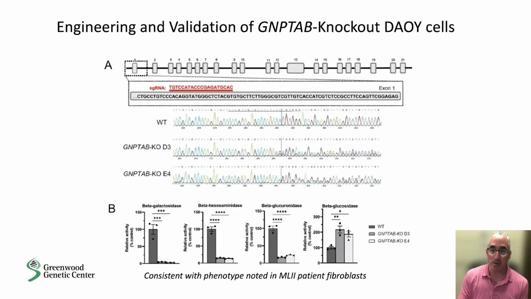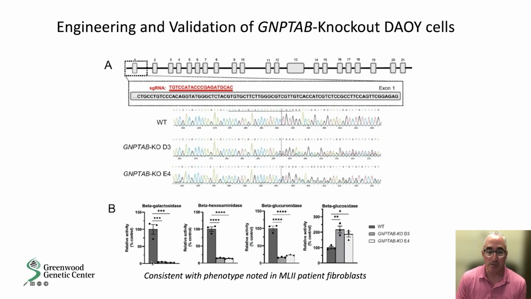But the way we went about this is we wanted to generate a new ML2 cell line. And so we knocked out, using CRISPR-Cas engineering, GNPT-AB in a cell line called DAOY. And this is a medulloblastoma line. It has neuronal characteristics, and there hadn't been a neuronal-like cell line with this gene knocked out generated. And so we thought this could be a useful tool. So we did the CRISPR engineering, isolated 2 clones, D3 and E4, and then began to characterize those clones.